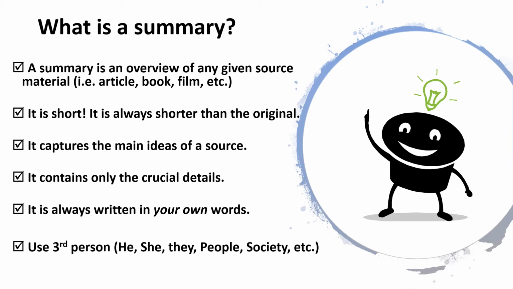A summary is always short. It is always shorter than the original. It should capture the main ideas of the source and only contain the most crucial details. It is always written in your own words, so you're paraphrasing when you're summarizing. Lastly, a summary uses third person.